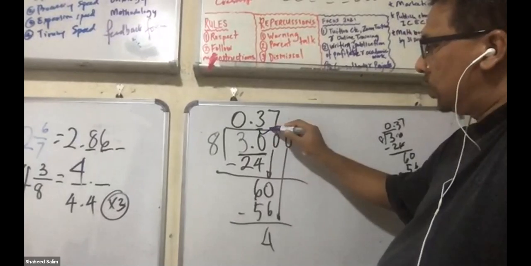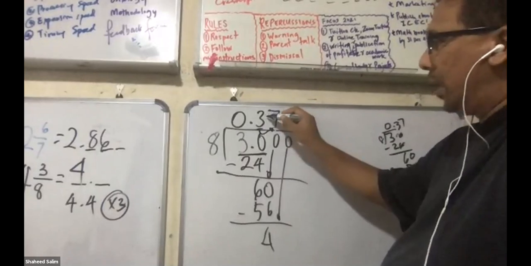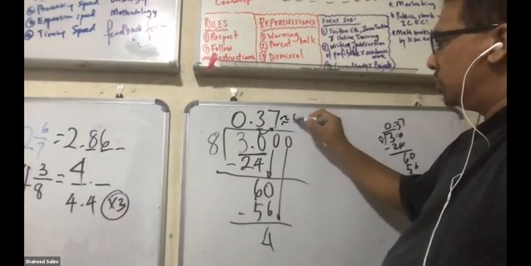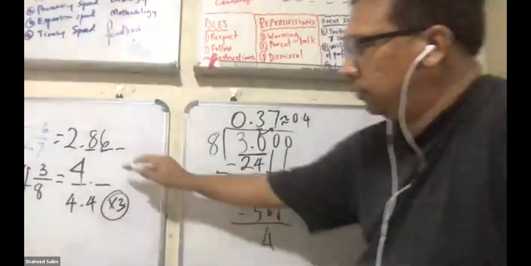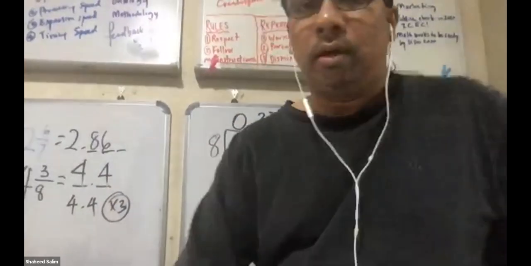Now look at the next one. Oh, this is more than 4, so you must plus 1, so this becomes 0.4, so 4.4. Okay, we'll go through more next time.